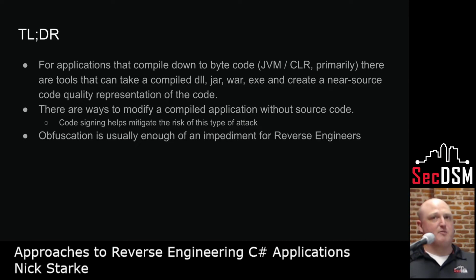Another key takeaway is there are ways to modify .NET applications without the source code and have them still run. So why would anyone want to do that? We'll go over that, but basically hijacking program control flow to do something an attacker wants it to do that the original authors did not mean for the application to do. The third and final most important takeaway from a blue team perspective: obfuscation of your .NET applications is generally enough of an impediment to deter reverse engineers. So if you take away nothing else from this presentation, just know that obfuscation is usually enough to deter an attacker in terms of reverse engineering your .NET assemblies.